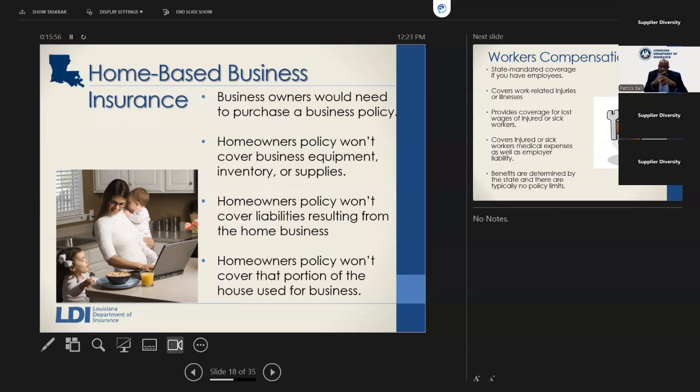Okay. So it's important that you have a conversation with your insurance agent to let them know you're operating a business out of your home. And one of two things is going to happen. One, they may have to sell you a commercial endorsement to your homeowner's policy to cover business related activity and business related items.